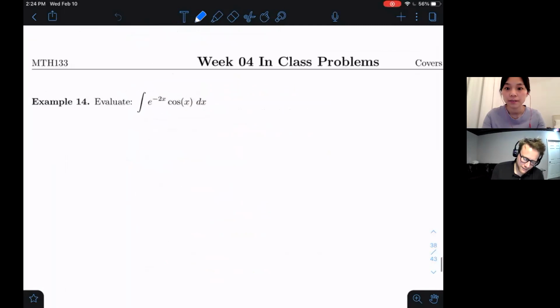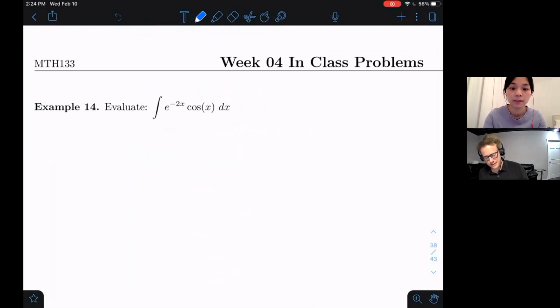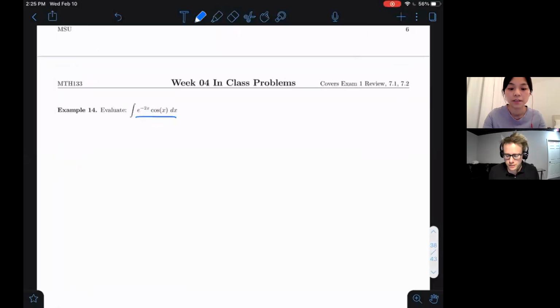Let's go ahead and do another problem. Like I mentioned in the video, I think this is maybe the most difficult type of integration by parts, when you have a trig function or a hyperbolic function and an exponential. So, right, we have cosine and we have e to the negative 2x. This is going to be one of these that ends up wrapping around on itself. Again, the strategy does work here.